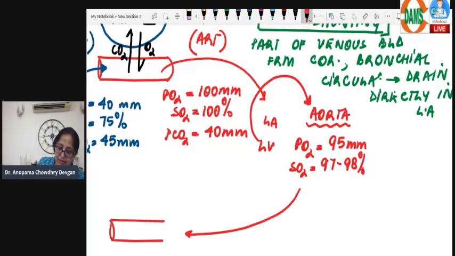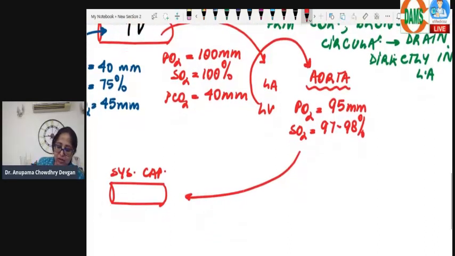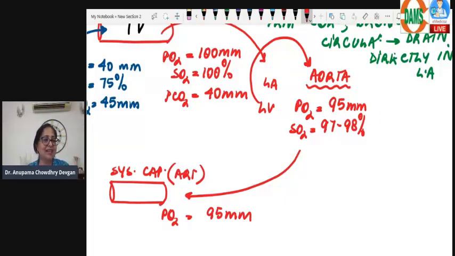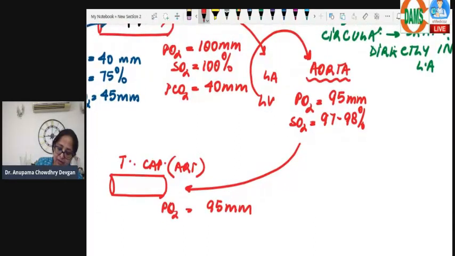This is the systemic capillary. Now, PO2 on the arterial side of the systemic capillary is 95. Please remember, exchange will happen only at the level of the tissue capillary, the systemic capillary. PO2 is 95, saturation is 97 to 98%, and PCO2 is 40.